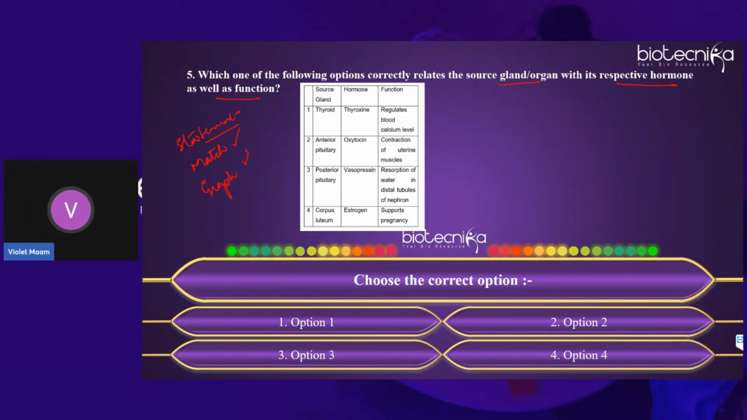So here the source gland is given, the hormone is given, and the function is mentioned. So you have to choose the correct option, meaning wherever the gland, hormone, and function are all correctly mentioned, you have to find that out. It was a part C question. So let's see if you can find it out.